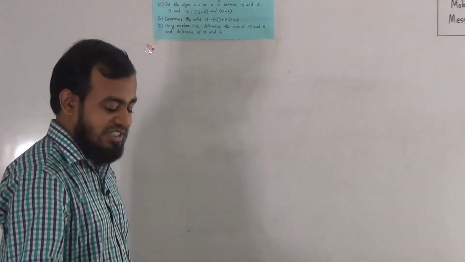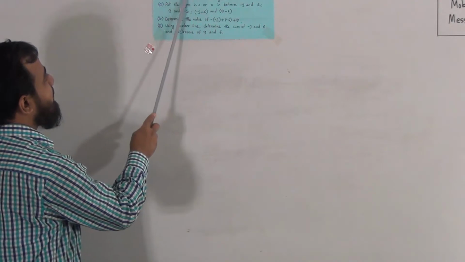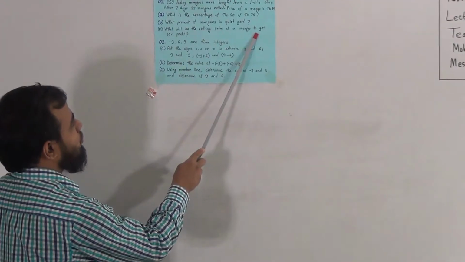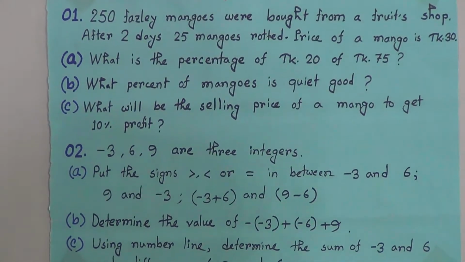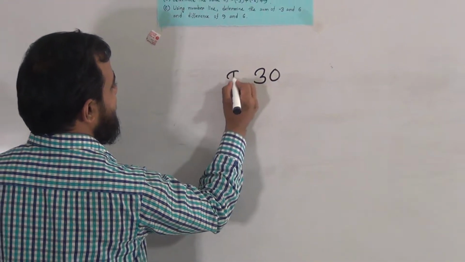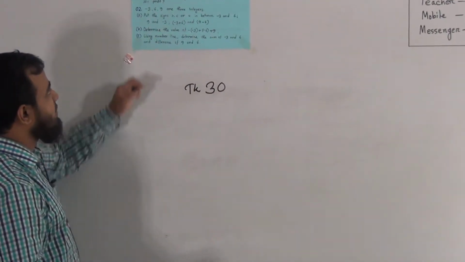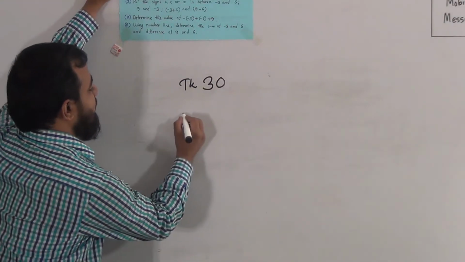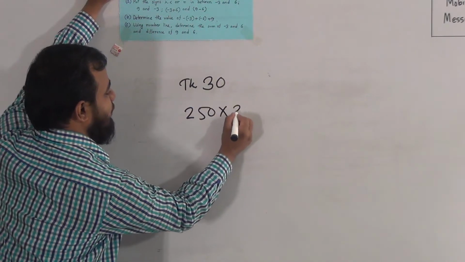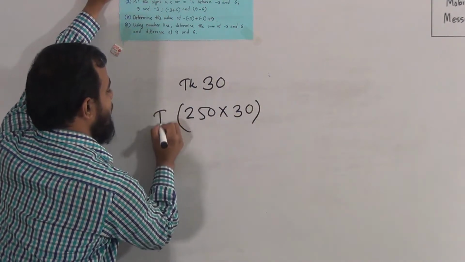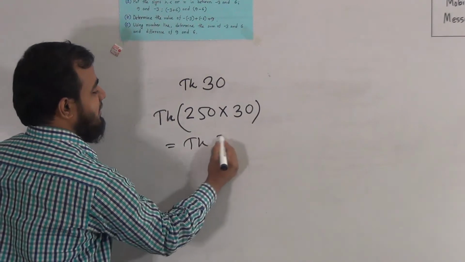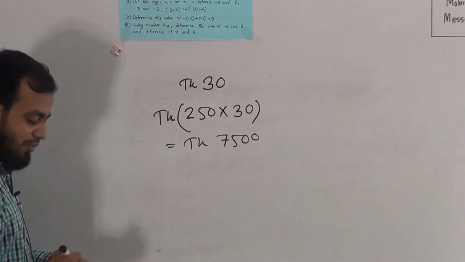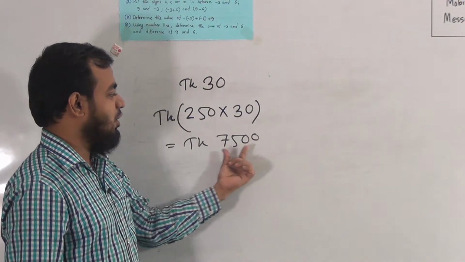Now the last one, activity C: what will be the selling price of a mango to get 10% profit? We have to make 10% profit on the total mangoes. One mango's price is 30 taka. So what is the price of the total 250 mangoes? The price of 250 mangoes is 250 multiplied by 30. This is the total price of 250 mangoes. That means our cost price is equal to taka 7,500. That means 7,500 taka is our total cost price.